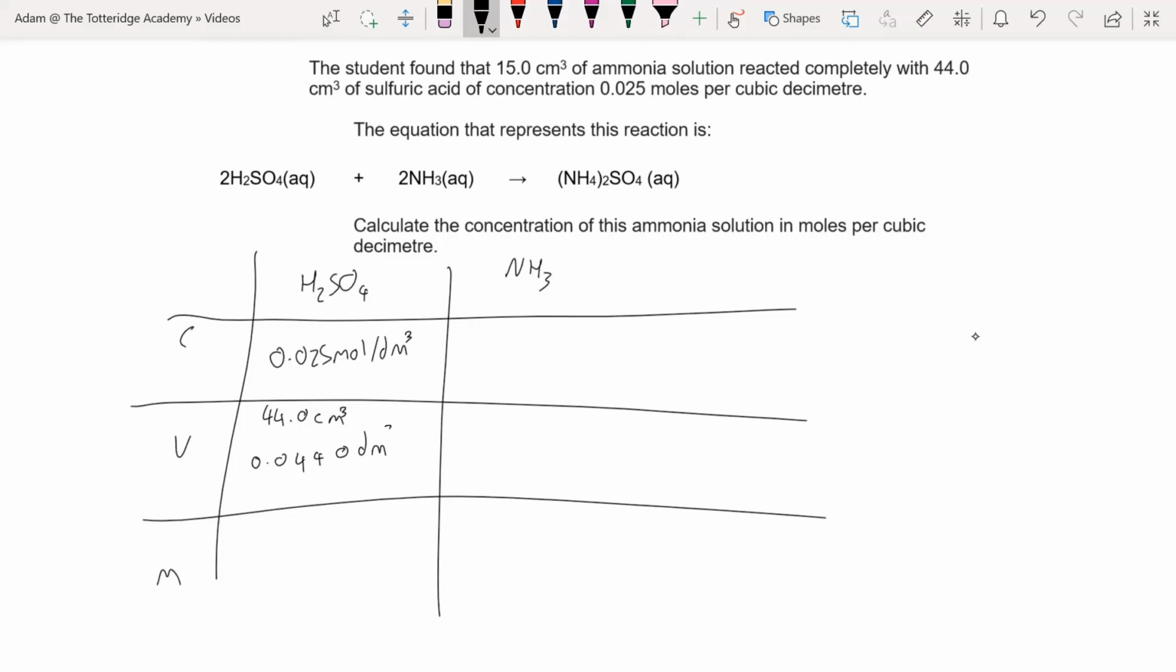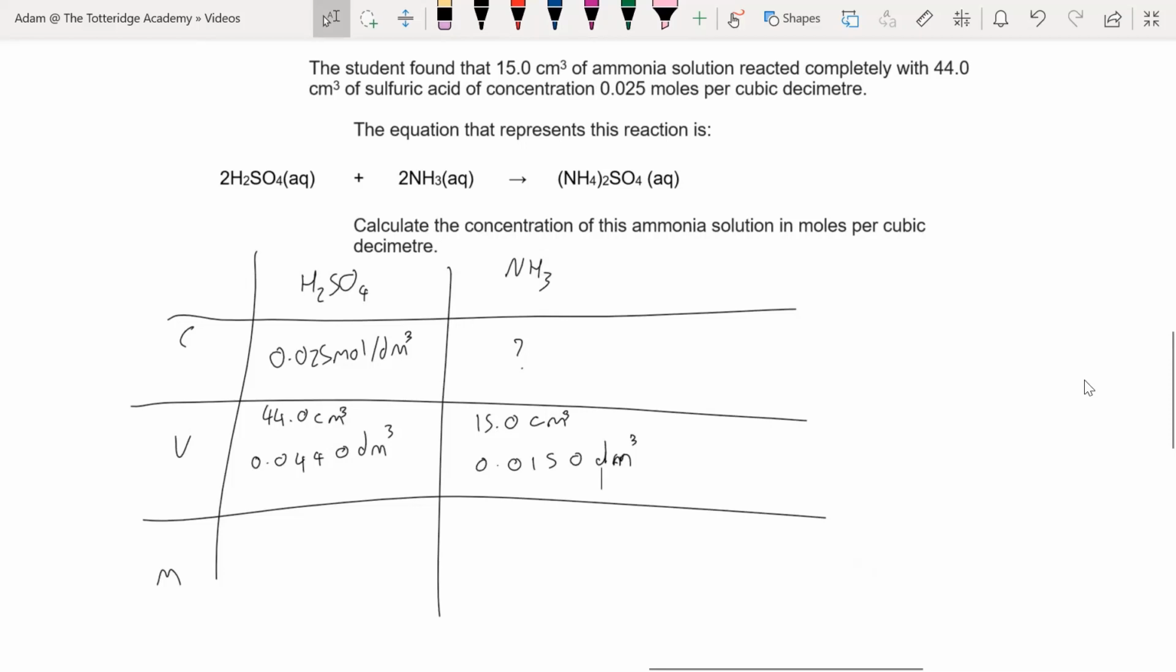to dm cubed, and the number of moles I don't know yet. That's my unknown, because it wants to know what the concentration of ammonia solution is. Do I know what the volume of ammonia solution is? Yep, it says 15 centimeter cubed, that's up here, which I'm going to change straight away. Okay, time to get working. I'm going to go around the houses from here, around this way.